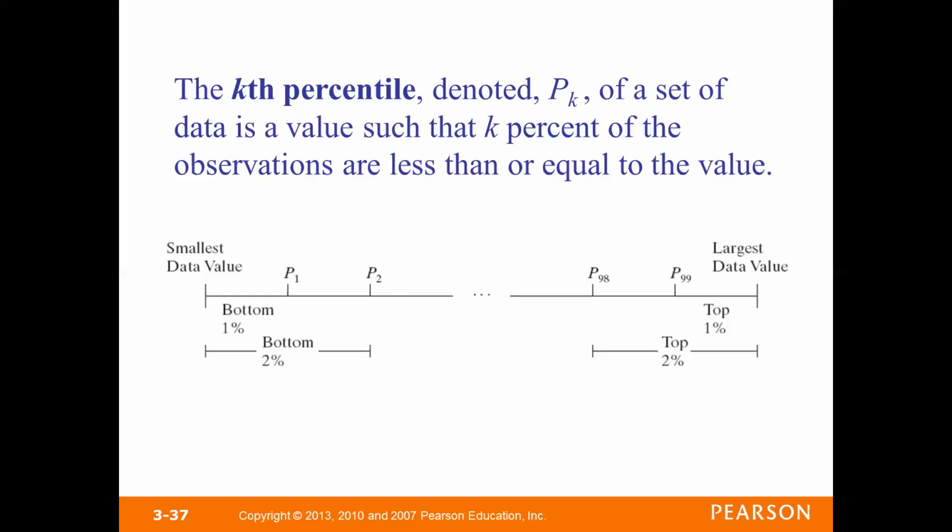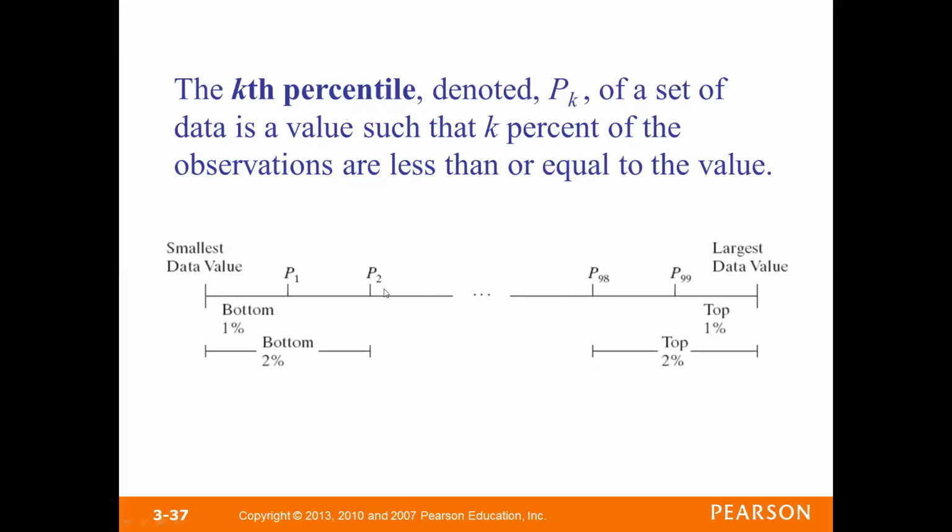In order to go further with probability, because we're going to be talking about the percent of the time something happens, we need to define what we mean by what's called the percentile. The percentile, the kth percentile, denoted P sub k, is the value such that k% of the observations are less than or equal to the value.